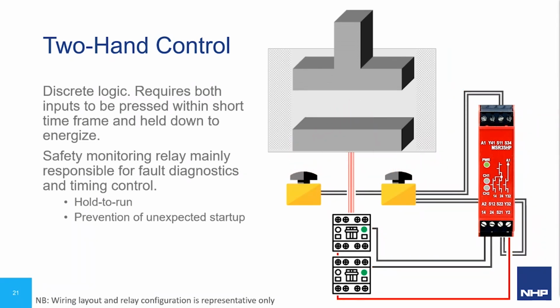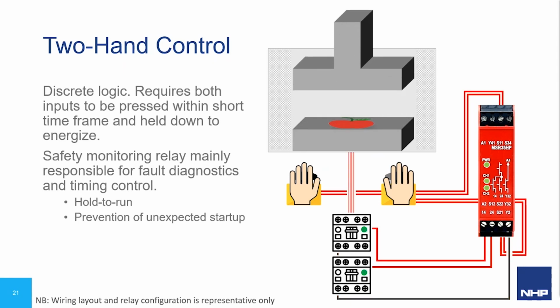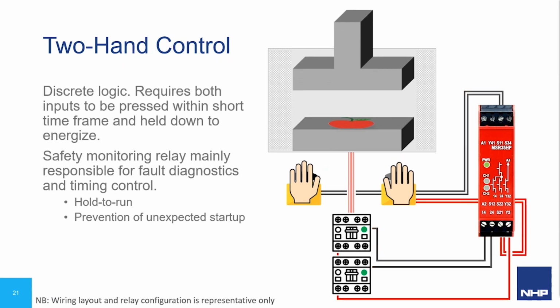These buttons need to be located far back from the hazard and also need to be specifically guarded and spaced apart from each other to ensure they can't be defeated. For example, by pressing one's hand and elbow on both operators at the same time while the other hand is free to enter the machine. The safety monitoring relay is now also responsible for ensuring that both button signals are operated and remain operated at near the same time, so is checking the plausibility as well as performing time-based control.